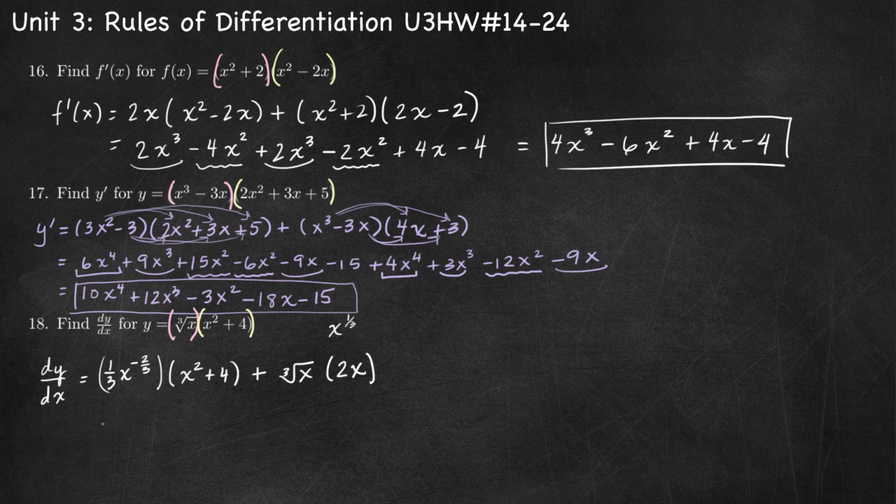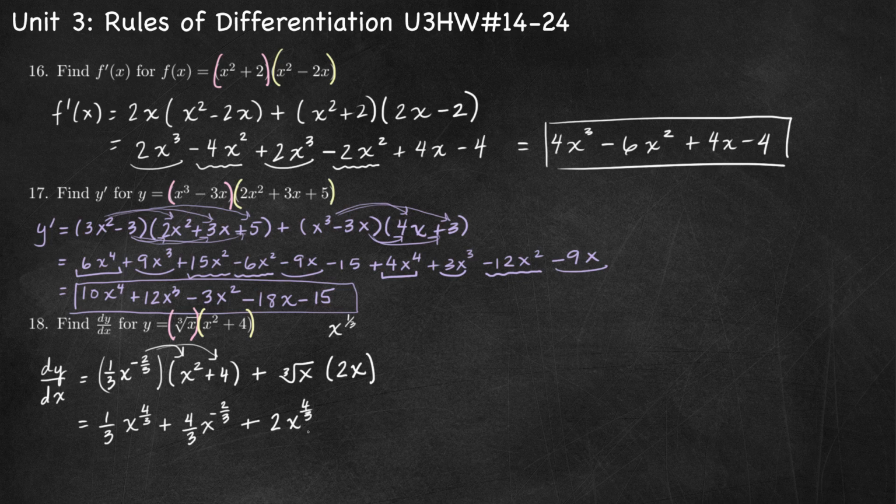So if we want to simplify here, I'm going to distribute. So I have 1/3, and then I'm going to add my exponents. So x to the power, now it's negative 2/3 plus 2. So that's 1 1/3 or 4/3. And then I'm distributing here. So I get plus 4/3 x to the negative 2/3 plus, and then remember this cube root of x is the same as x to the 1/3. So I have 2x to the 1 plus 1/3, which is 4/3.